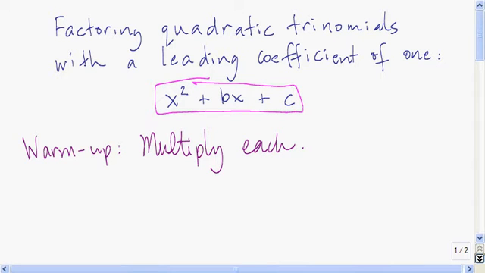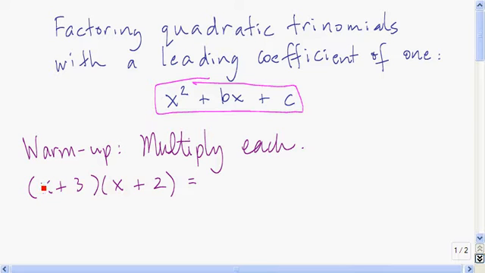Okay, in this video I'm going to show you some examples of factoring a quadratic trinomial when the leading coefficient is 1. Remember, quadratic means that the degree of the polynomial is 2. Trinomial means we have 3 terms, and the leading coefficient of 1 means the coefficient of the highest power is 1. All right, we're going to do a couple of examples to warm up.